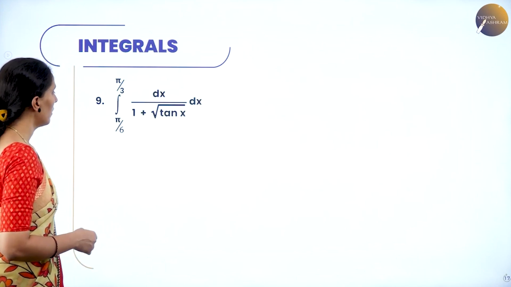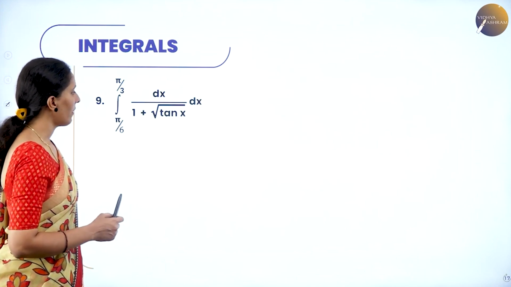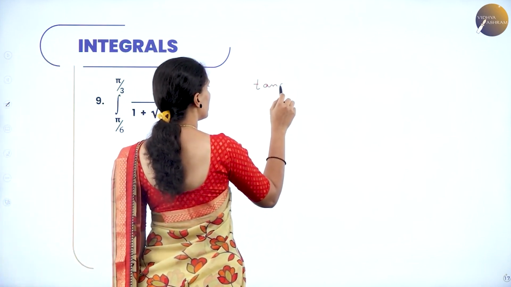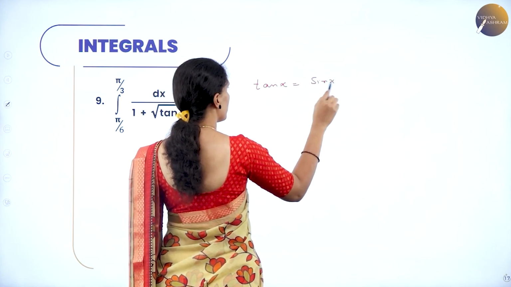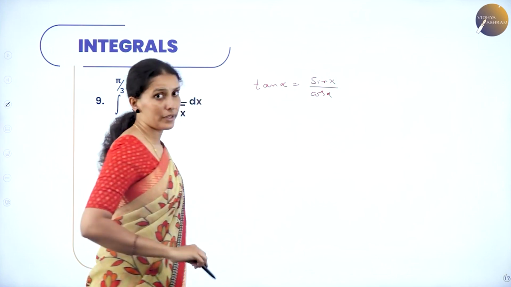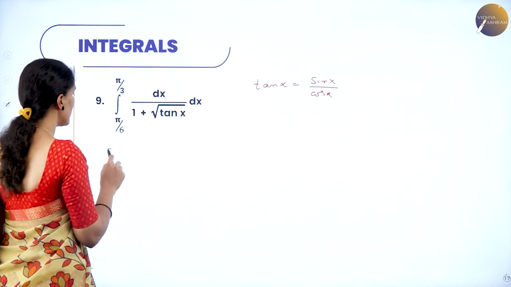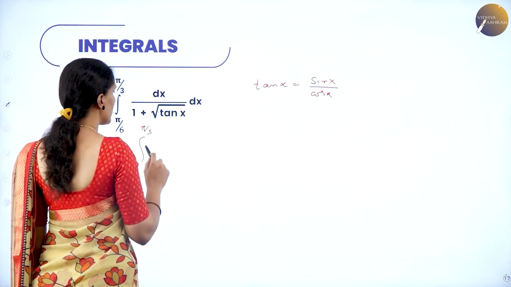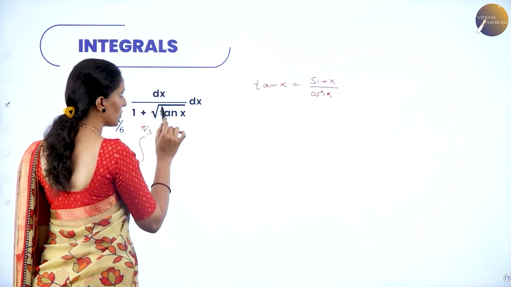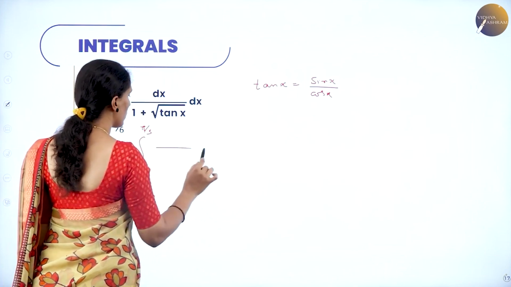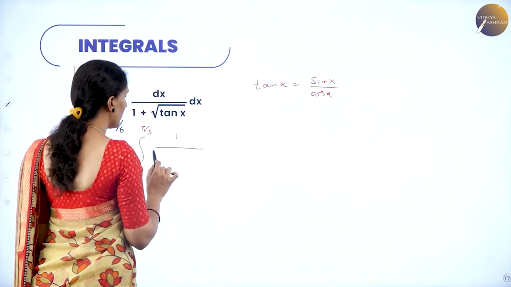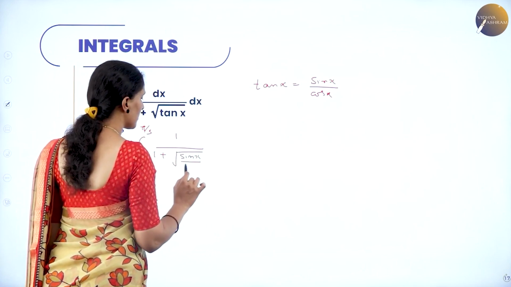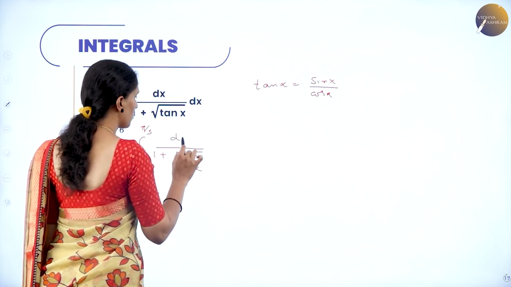Next, the integral from pi by 6 to pi by 3 of dx divided by 1 plus root tan x. Now put tan x is equal to sin x by cos x. Root tan x can be written as root sin x by root cos x. Then it becomes 1 plus root sin x by root cos x, with respect to dx.